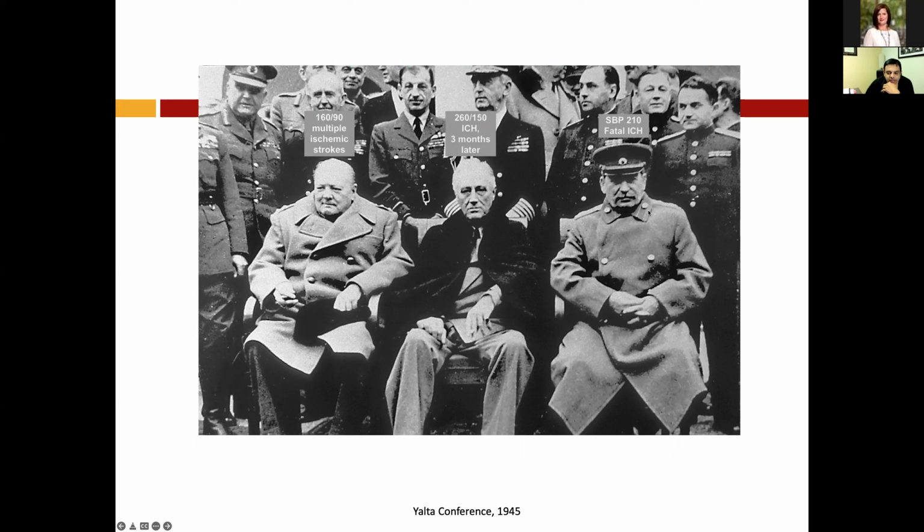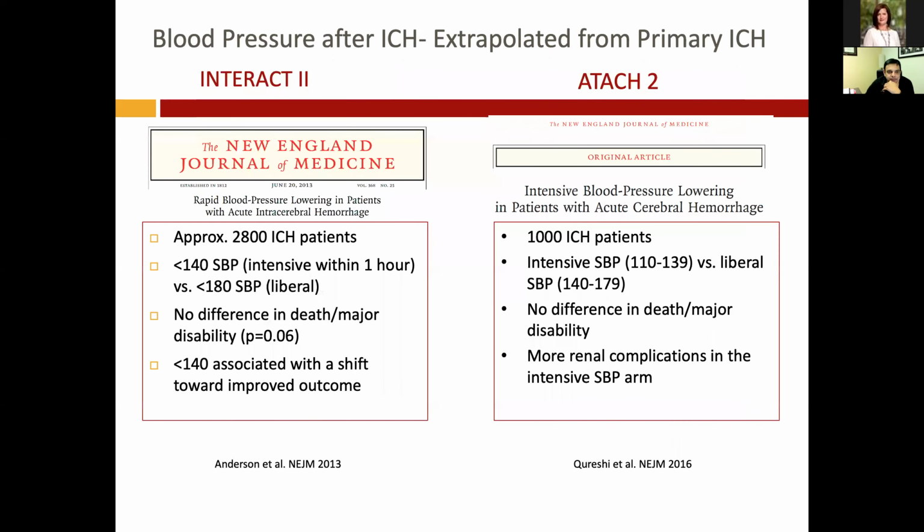And Stalin was known to have his blood pressures in the 200s. And a few years later, I think, ended up having a fatal ICH. So the theme here seems to be hypertension and stroke. So from what we've learned from history, probably going after blood pressure is one way of treating or limiting hematoma expansion. And that led to two big trials.